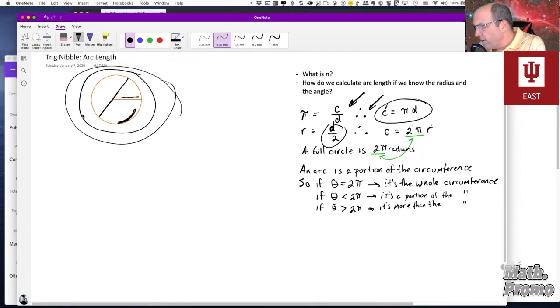What if you want to figure out, you can see my original angle. I wonder if I can erase this safely. See if I can get rid of that. Let's get rid of that.